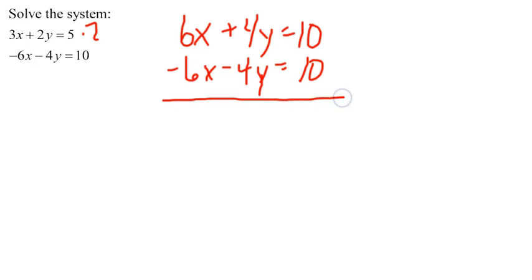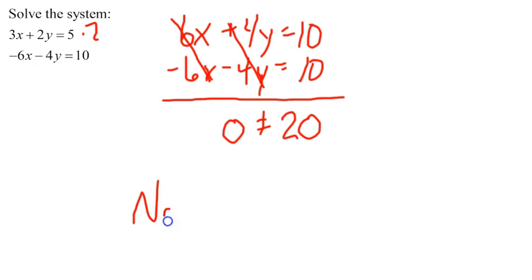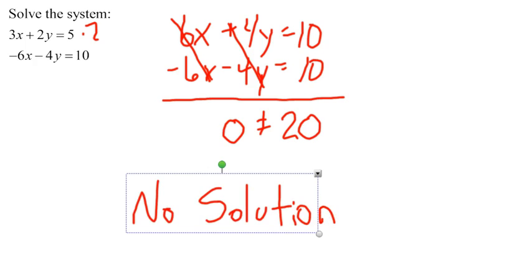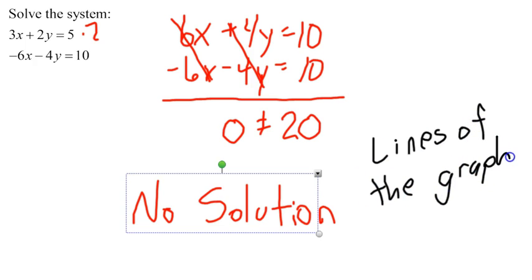So if we look here, on the left, things are going to cancel out. We'll be left with 0 equals 20. We know that it's not a true statement. In this example, we would get no solution. Okay, so that means if we graph these two equations, they would never intersect. The lines on the graph would be parallel. And we know parallel lines will never cross, never intersect. That's why there's no solution to this system.